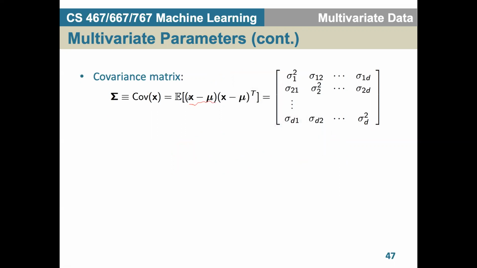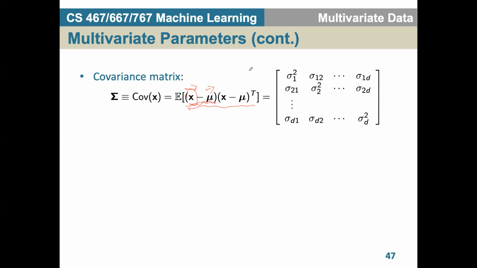If you treat this as a random variable, then it becomes a vector. This is a d-dimensional vector, right? So this minus is also a vector. Think about it: what's a column vector times a row vector? We have gone through this before. It doesn't become a single value; it's an outer product. It gives a d by d matrix.